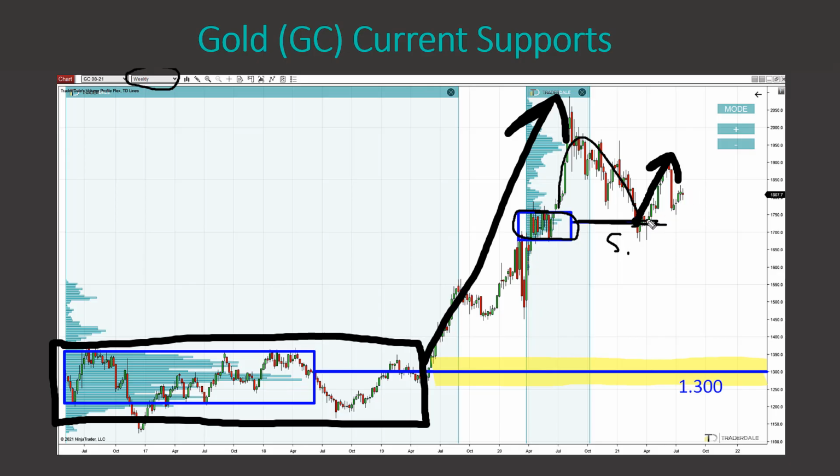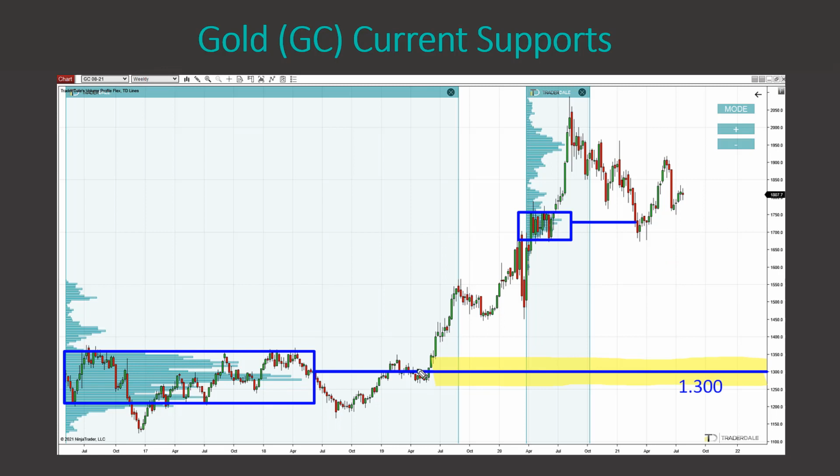However, this one is already spent. This support is already spent. And I don't trade trading levels twice. Only the first touch, only the first test. So this one is already tested. This one is already spent.